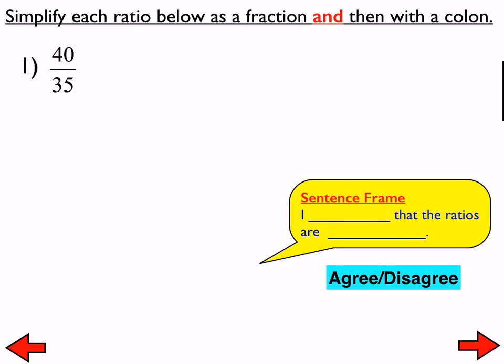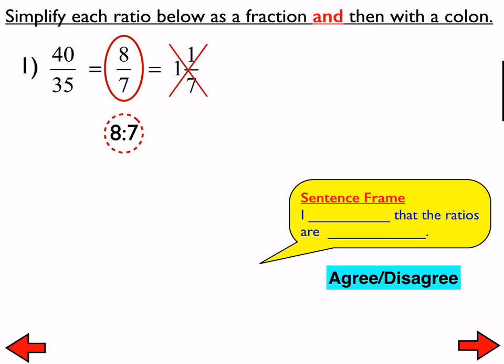All right, so we're at number 1. Please simplify that ratio as a fraction and then with a colon. Go ahead and try that. So 40 out of 35, or 40 over 35, that's just a fraction. If we simplify or reduce that, we get 8 over 7. Remember, don't write that as a mixed number. Write it as a fraction. And then as a colon, that would be 8 colon 7. All right, could I get all of you to go ahead and do 2 through 7? I'll get back to you in a couple minutes and we'll compare them. 2 through 7.